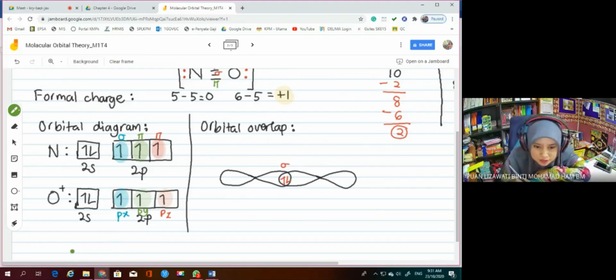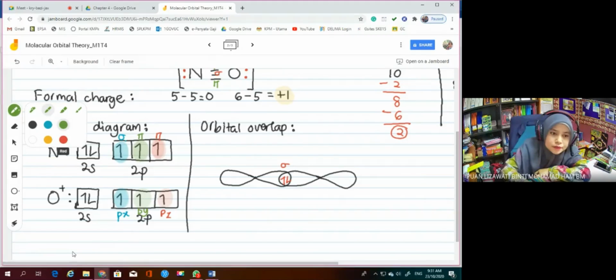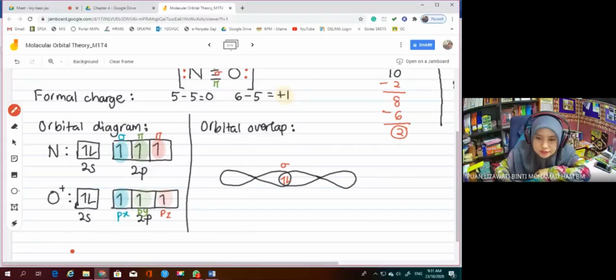Saya kalau nak mudah, saya lebih prefer yang lukis pz dulu lah. Senang sikit nak lukis py. Okay, sebab dia dekat dia mesti menegak sini. So dia mesti menegak lah macam ni. Okay, mesti lurus lah. Kalau bengkok tu salah.